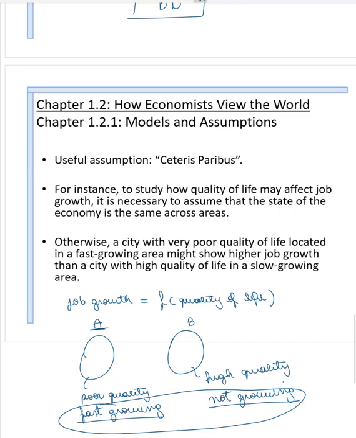That has to do with not including important variables in your model. That's actually another way of saying the same thing. So what you have to make sure is, make sure A and B, the regions you are comparing, have similar levels of economic growth. Then you can isolate the effect of quality of life on job creation.